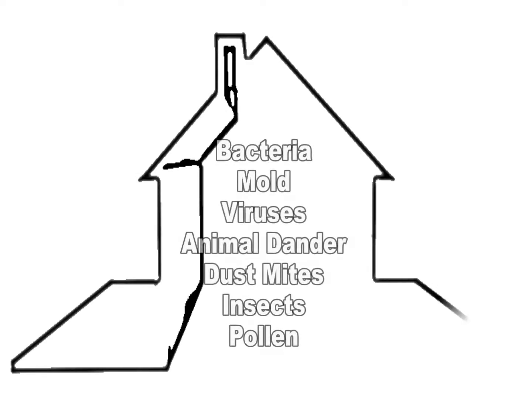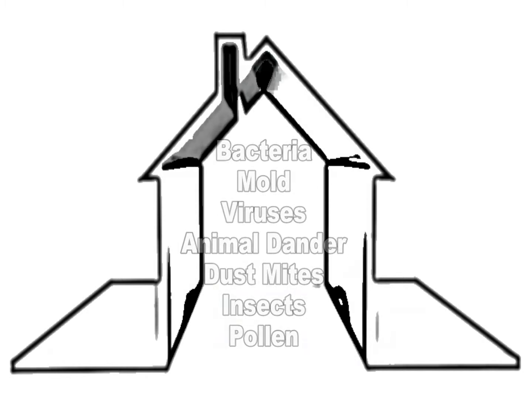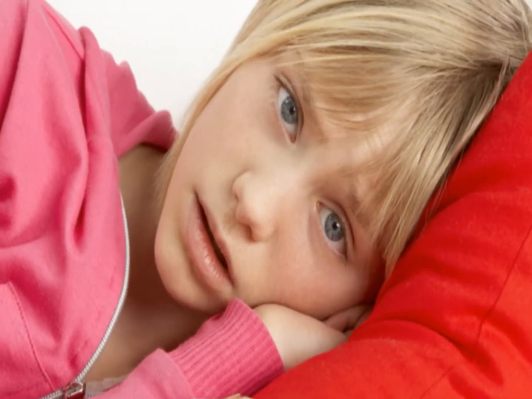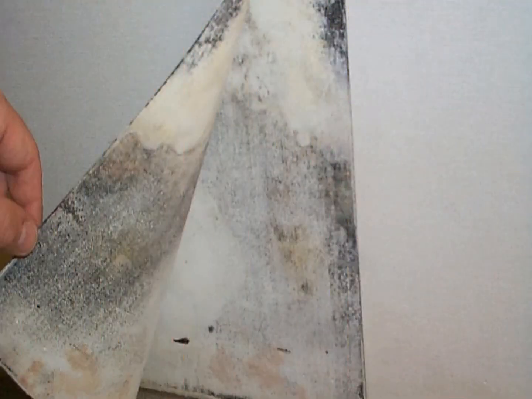A typical home is full of biological contaminants. They include bacteria, mold and mildew, viruses, animal dander and cat saliva, house dust mites, cockroaches, and pollen. If there are sensitized or susceptible individuals in the home, or when these contaminants are at elevated levels, people can become sick. There are many sources of these biological pollutants.